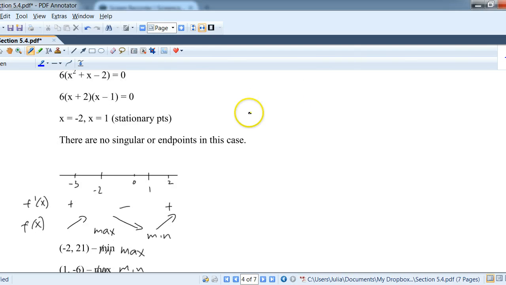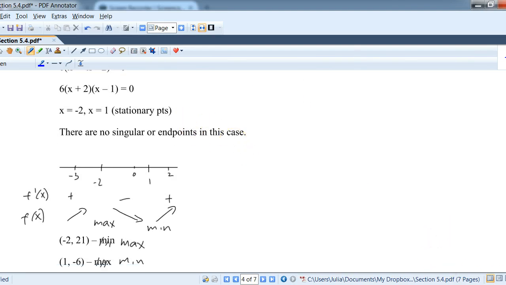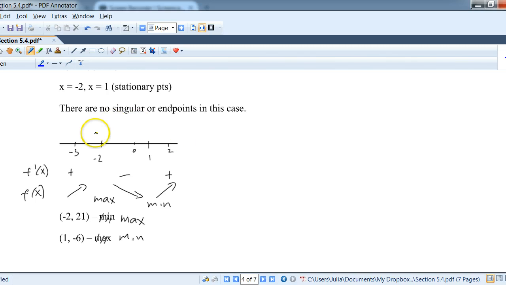You could have used the second derivative here if you wanted to. In fact, we do find the second derivative, but I just used the first derivative to get used to it. So I plotted -2 and 1 on the number line. Then I picked 3 test points, let's say -3, 0, and 2, to plug into the factored version. And so I got a maximum for -2.